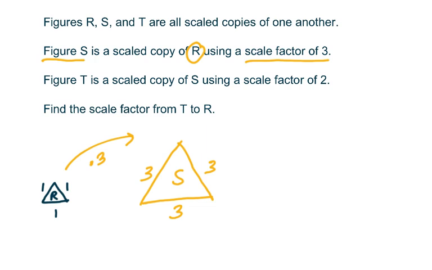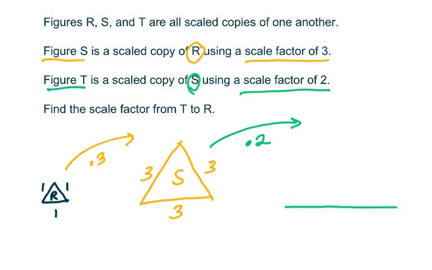Then I have figure T, which is a scaled copy of S using a scale factor of 2. So that means I'm going to go from S to T by multiplying by 2, and that will give me side lengths of 6. 3 times 2 is 6. So 6, and 6, and 6, and that's T.